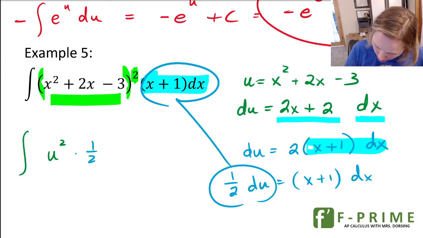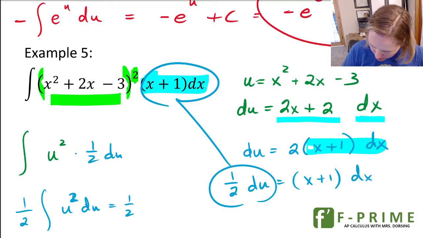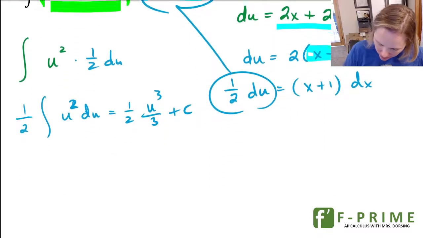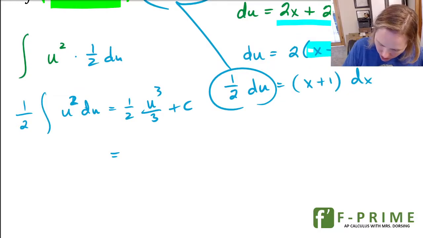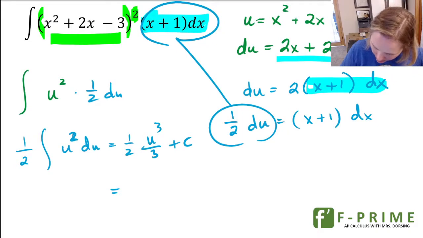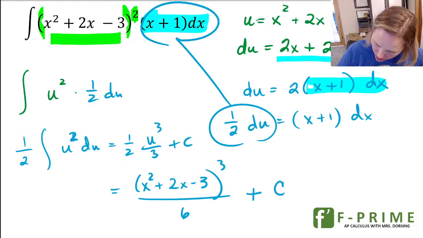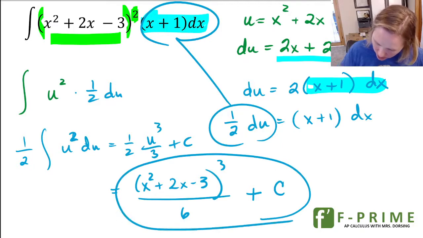So 1/2 du, I'm going to move the 1/2 to the outside. And 1/2 u cubed over 3 plus c. So now I'm going to get u, what was u again? x squared plus 2x minus 3. So I'm going to have x squared plus 2x minus 3 cubed all over 6 plus c. Whew. There's my answer. Okay?